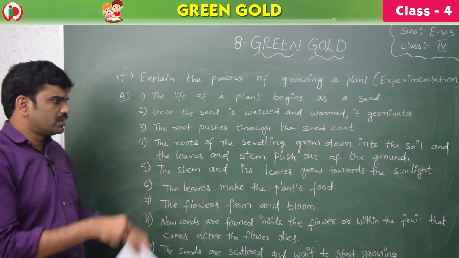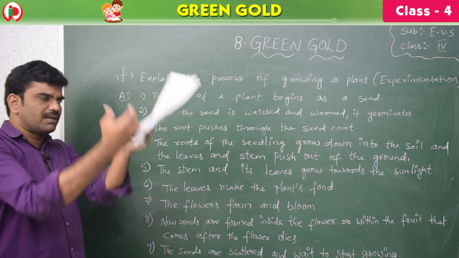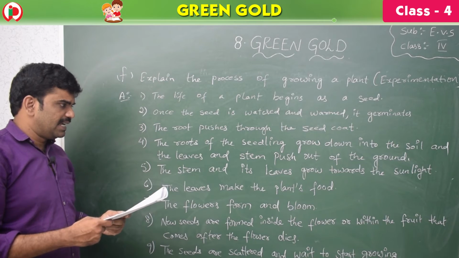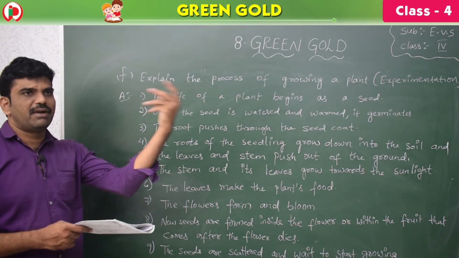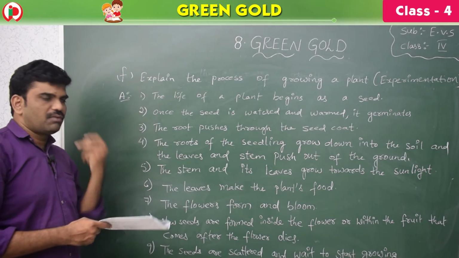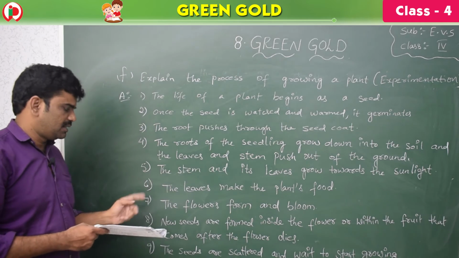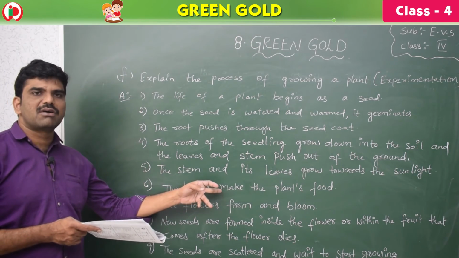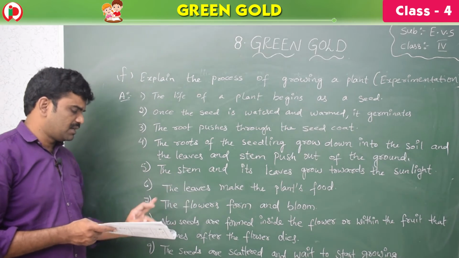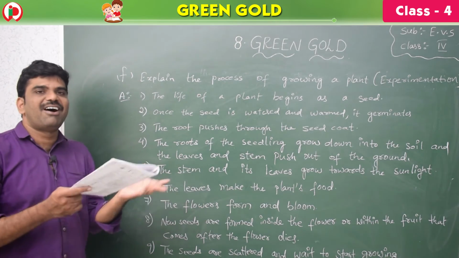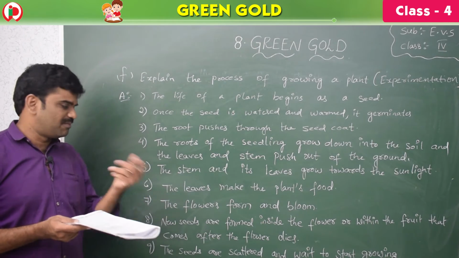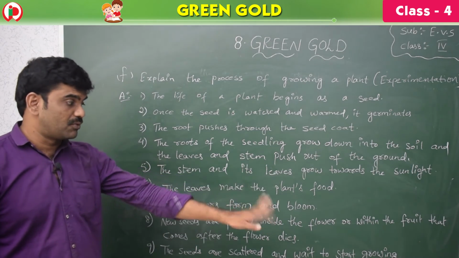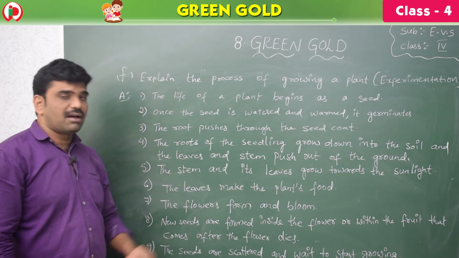What happens to the roots? They grow down into the soil, the leaves and stem, yes, they push out of the ground. Fifth one, the stem and its leaves grow towards the sunlight. Why? Because light is required for the plant to perform photosynthesis. Sixth point, the leaves make the plant's food by a process called photosynthesis, food preparation. Seventh point, the flowers form and bloom, children. The flowers will form. Next, new seeds are formed either inside the flower or within the fruit sometimes. That comes after the flower dies.